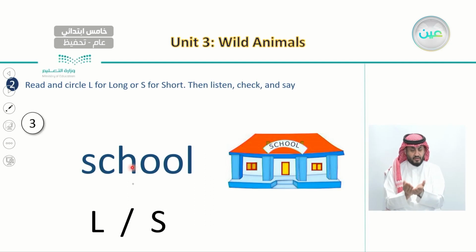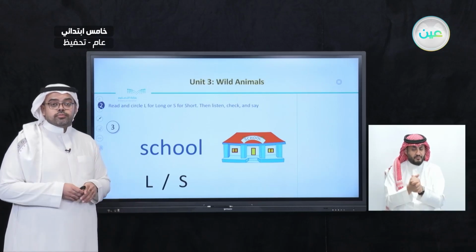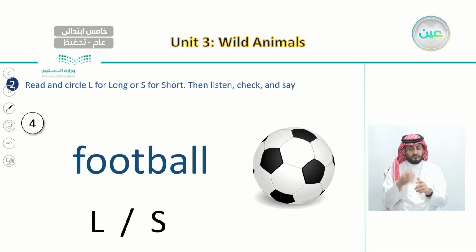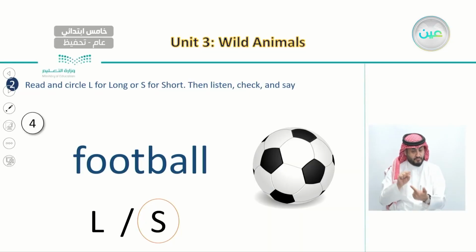The third one is, and say with me, school, school. So, school, does it have the long form of double O's or the short form? It has, of course, the long form, school, school. Now, the fourth one, and say with me, football, football. So what do you think? The long form or the short form? It has, of course, the short form, football.